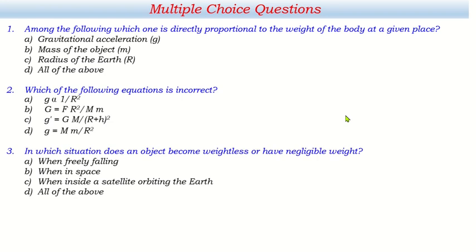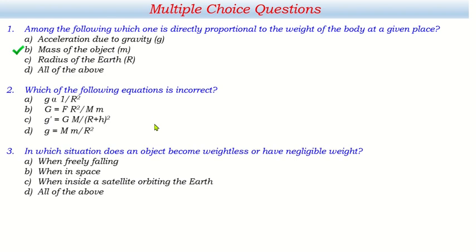Number 1. Among the following, which one is directly proportional to the weight of the body at a given place? At a given place, we have to focus on this. Okay, which one is correct? We are talking about directly proportional. What is directly proportional? Weight of the body. Weight of the body depends upon mass of the body and acceleration due to gravity, m and g. For a particular place, g remains the same. That's why weight depends upon mass of the object. That's why this is the correct option.